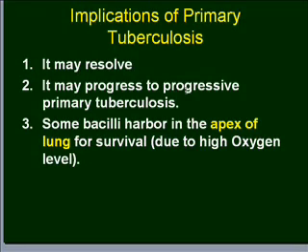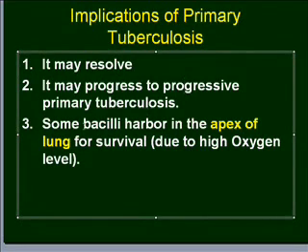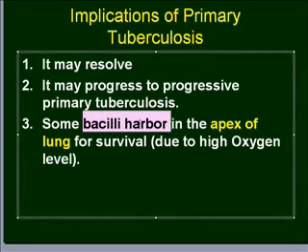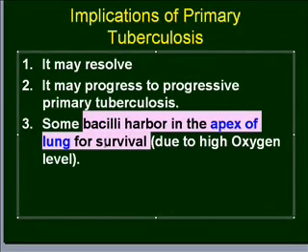In some cases, some of the bacilli harbor in the apex of the lung for survival. They don't die. This is not many cases. Remember, when these bacilli want to survive, they go towards the apex of the lung, because it is the apex of the lung where there is a high oxygen level.